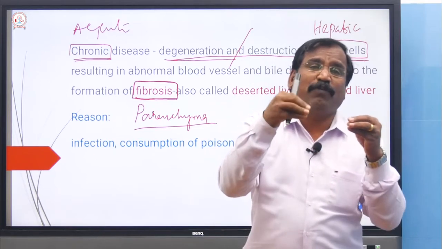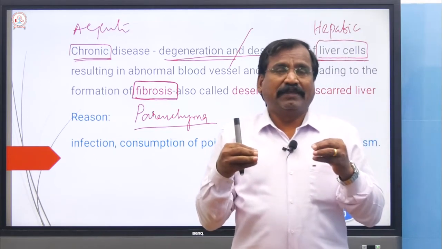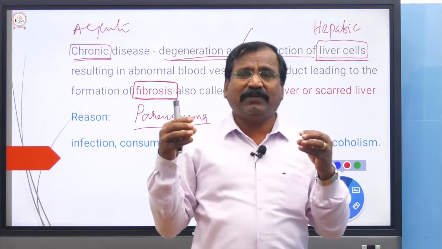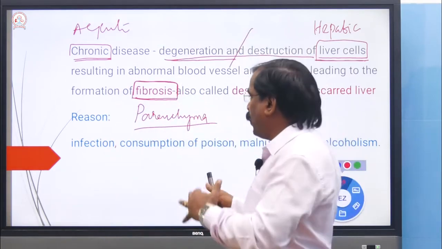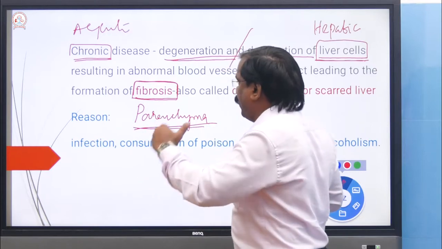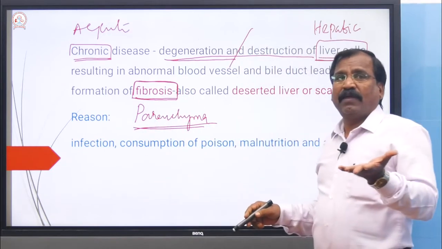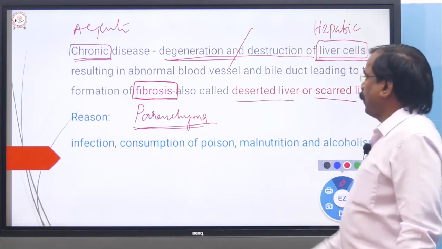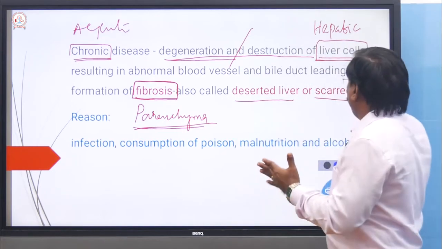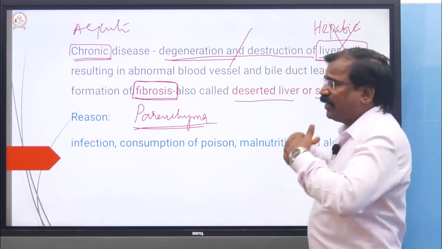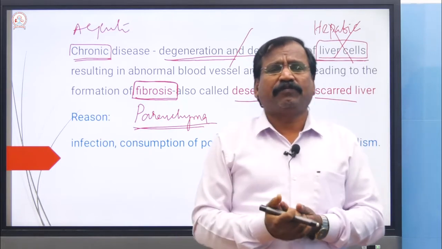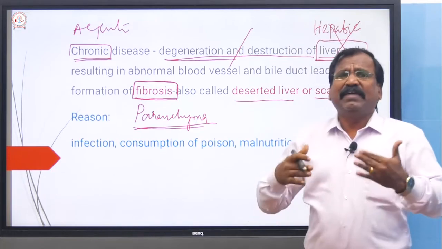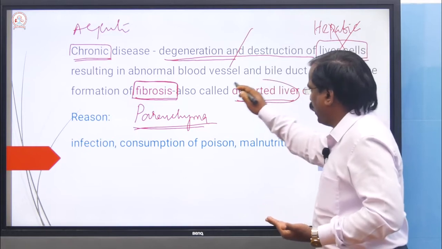It may be asked separately for 2 marks: what is fibrosis? Because of the chronic degeneration and destruction of the hepatic cells, which are converted into parenchyma cells, that is called fibrosis. It is also called deserted or scarred liver. Deserted means not performing. The hepatic cells are totally damaged, so the liver cannot perform its function and is unable to produce bile juice. Its nature is altered, so it is deserted.